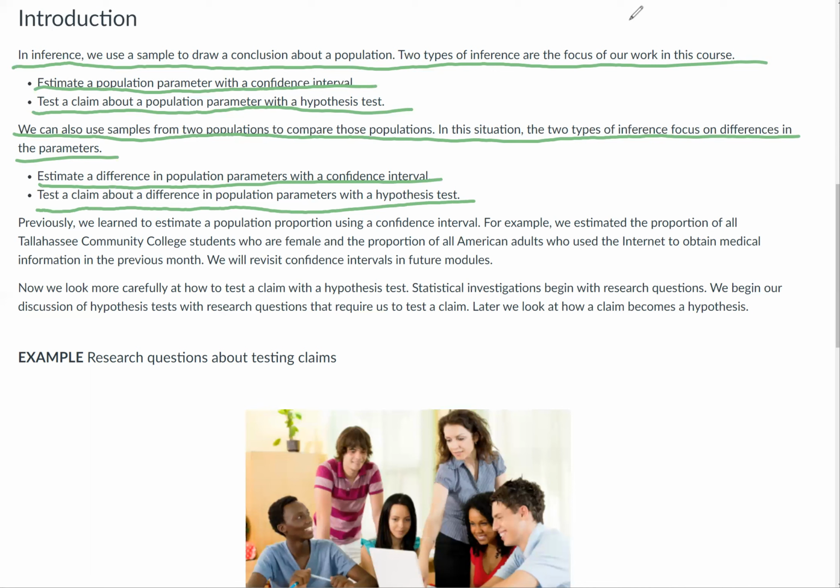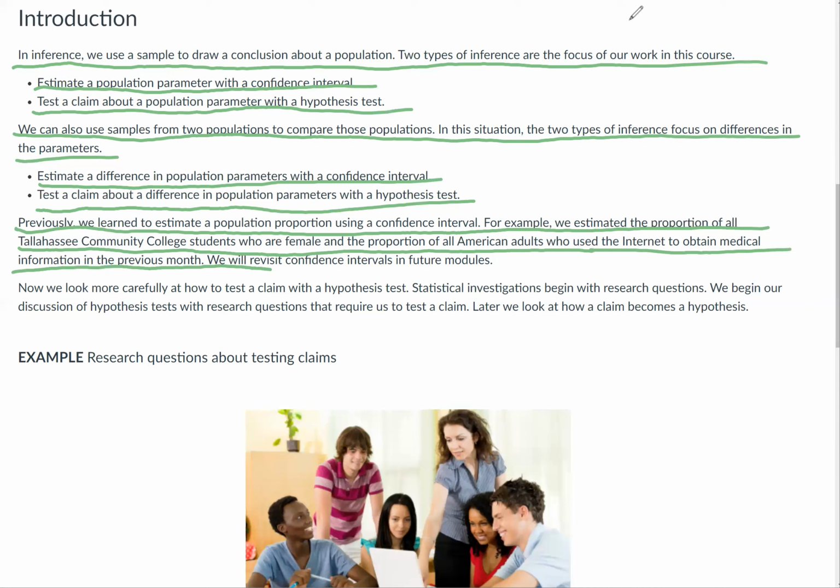Previously, we learned to estimate a population proportion using a confidence interval. For example, we estimated the proportion of all Tallahassee community college students who are female and the proportion of all American adults who use the internet to obtain medical information in the previous month. We will revisit confidence intervals in future modules. Now we look more carefully at how to test a claim with a hypothesis test.